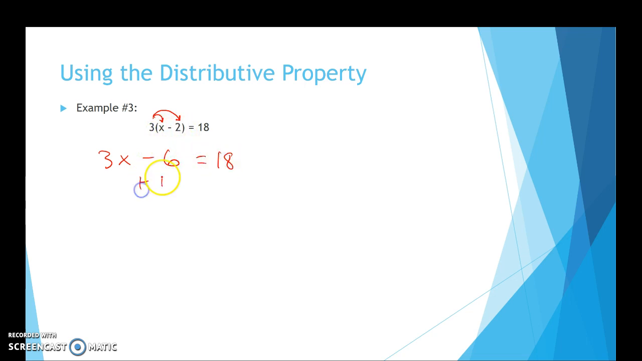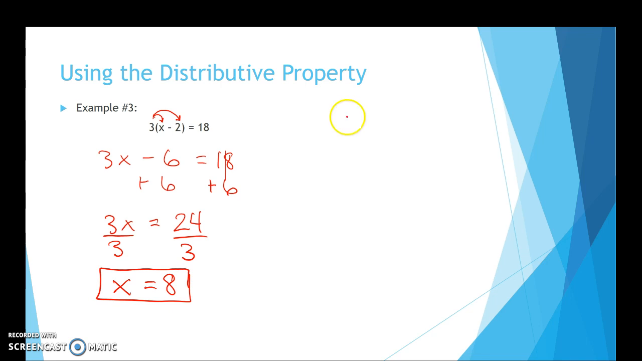I can add 6 to both sides. So I get 3x equals 24. I'm going to divide 3 to both sides. So x is going to equal 8.